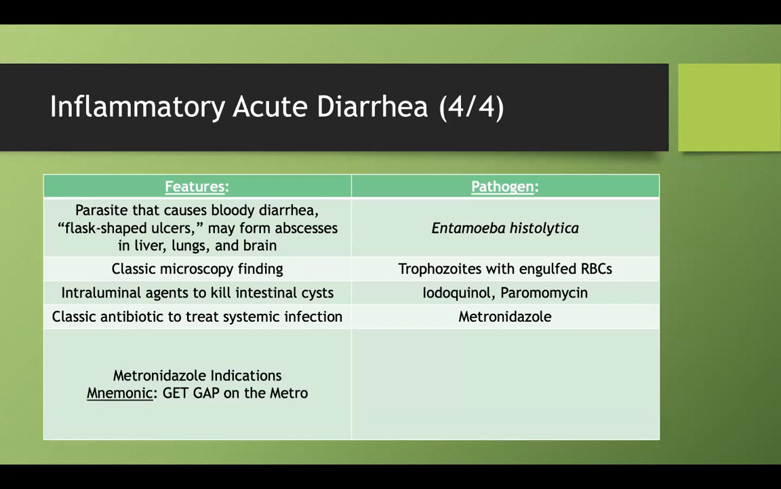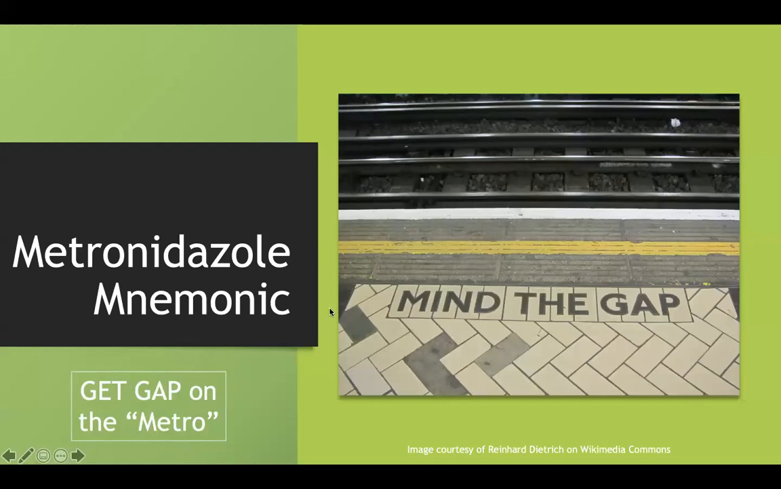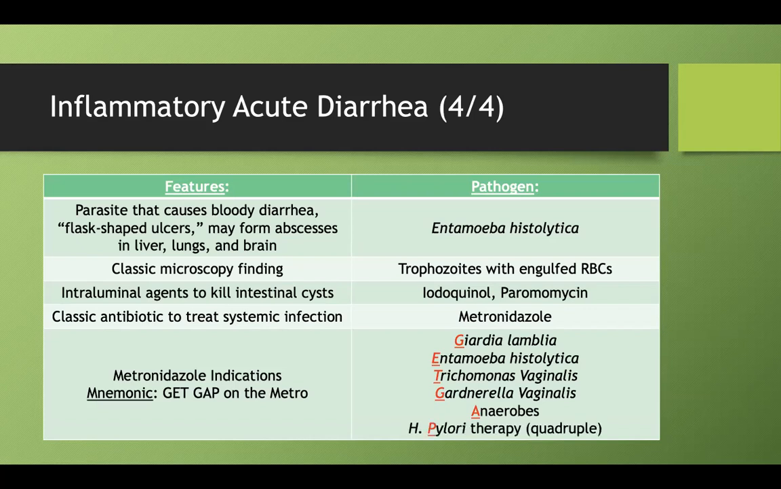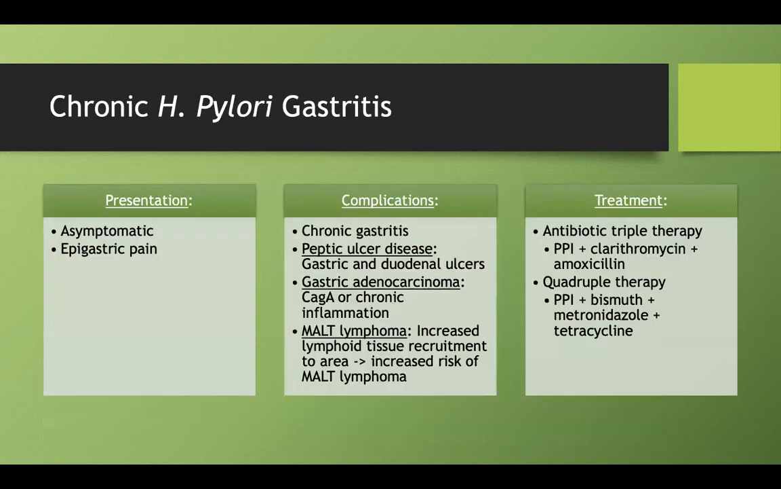And so the good mnemonic that I've seen, I can't remember where this was from, but I do like this one. It's GET GAP on the metro. So the metro will remind you of metronidazole, and this GET GAP, if you've ever seen, like, I think this is mostly in the underground in London, where you have this "mind the gap" at their metro stations. This will remind us of this GET GAP mnemonic. So the G stands for Giardia. The E stands for the Entamoeba histolytica, which we're talking about now. You can also use metronidazole for Trichomonas vaginalis and Gardnerella vaginalis. Anaerobic infections tend to respond to metronidazole. And then H. pylori quadruple therapy also uses metronidazole. And here's from our stomach lecture. I just wanted to reiterate that metronidazole is used in that H. pylori quadruple therapy, excuse me.